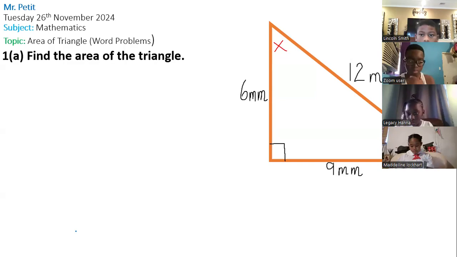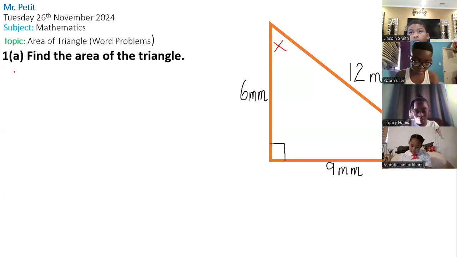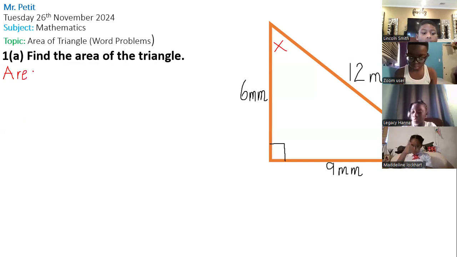And so our goal is to find the area of the triangle. So in order for us to find the area of a triangle, by the way, do you all have this drawn? Do you all have the triangle drawn? Let me know if you all have this drawn, please. Yes, sir. Okay, so write this down, please. We have to figure out what the area of the triangle is.